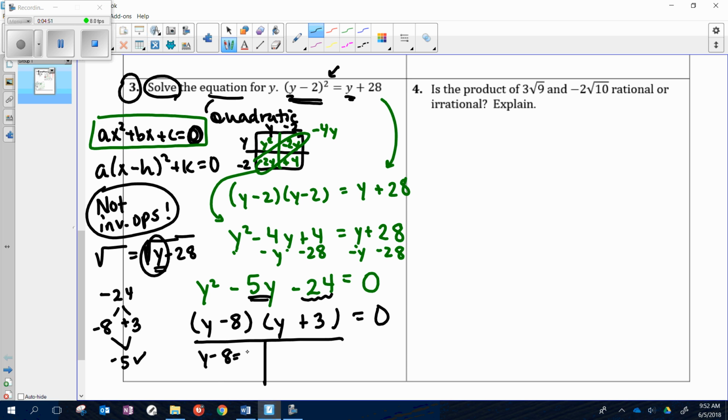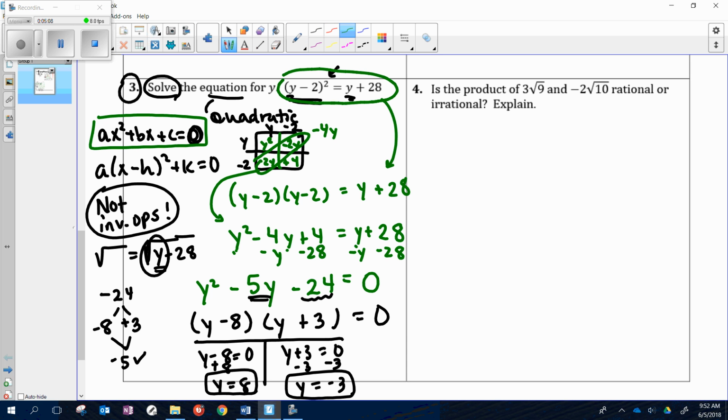Y minus 8 equals 0. Add the 8. Y equals 8. Y plus 3 equals 0. Subtract 3. Y equals negative 3. When you look at the original equation again, you could check this by graphing. So you could graph this relation and see where it crosses, hopefully 8 and negative 3.